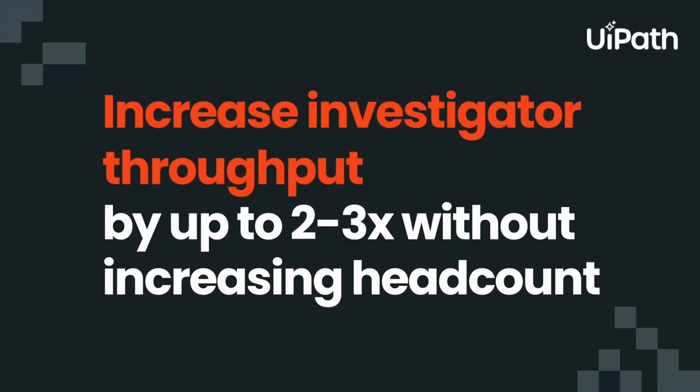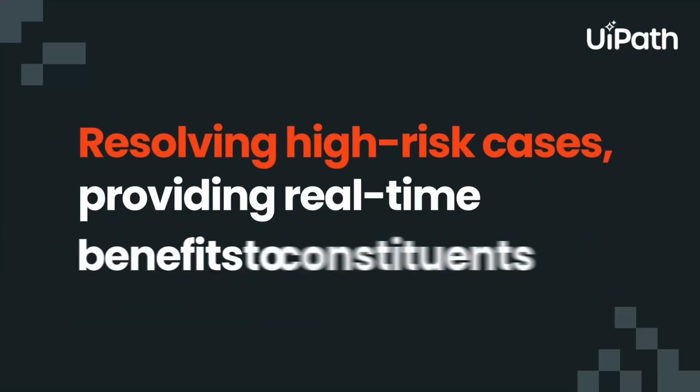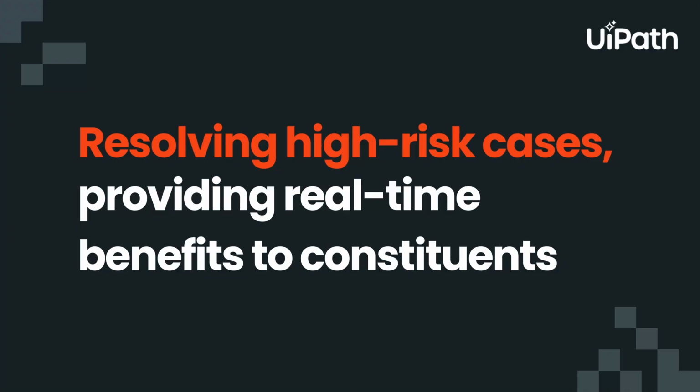With exception-based reviews, agencies can increase investigator throughput by up to 2 to 3 times without increasing headcount. We're freeing up caseworkers and analysts to focus on protecting public resources, resolving high-risk cases, and providing real-time benefits to constituents, instead of chasing data across disconnected systems.